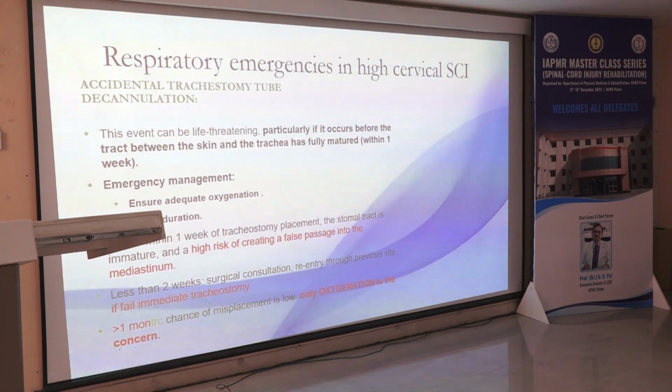Emergency management is needed, that is we need to ensure adequate oxygenation, and we need to check the duration. If it occurs within 1 week of tracheostomy placement, then the stoma tract is immature and there is a high risk of creating a false passage into the mediastinum, so there is a chance to develop mediastinitis or even pneumomediastinum. So try to avoid this. When it is less than 2 weeks, then surgical consultation, re-entry through the previous site if immediate tracheostomy fails. If it is more than 1 month, then the chance of misplacement is low. Only oxygenation may be the issue.